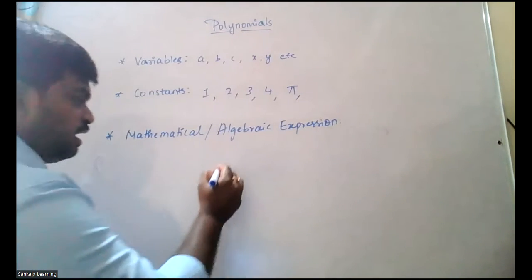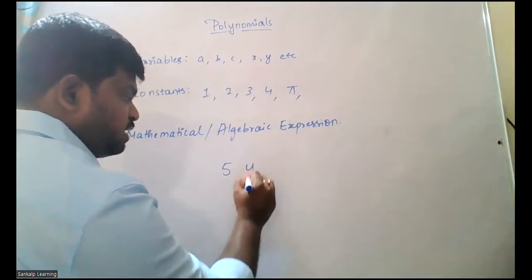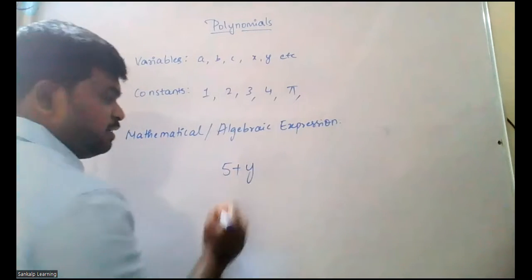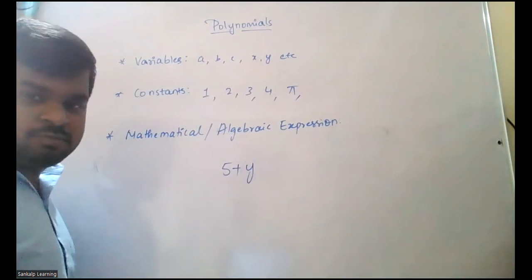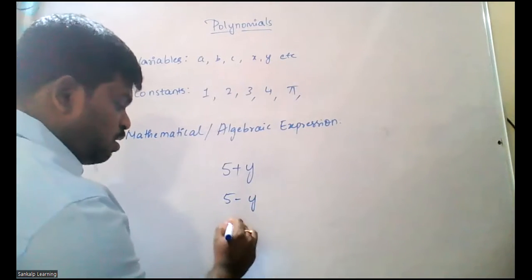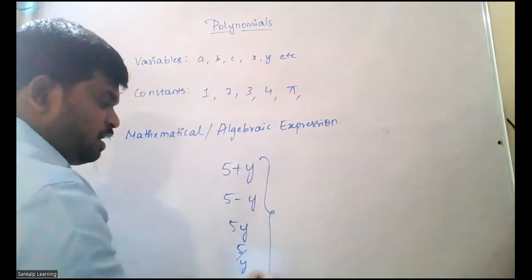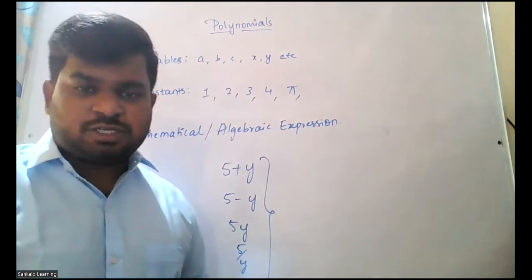For example, let's say 5 is a constant and let's take y as a variable. Let's add it. This is an expression, a mathematical expression. Or if you subtract it, it is also an expression. Or you multiply 5 into y, or 5 divided by y, all these are mathematical expressions.